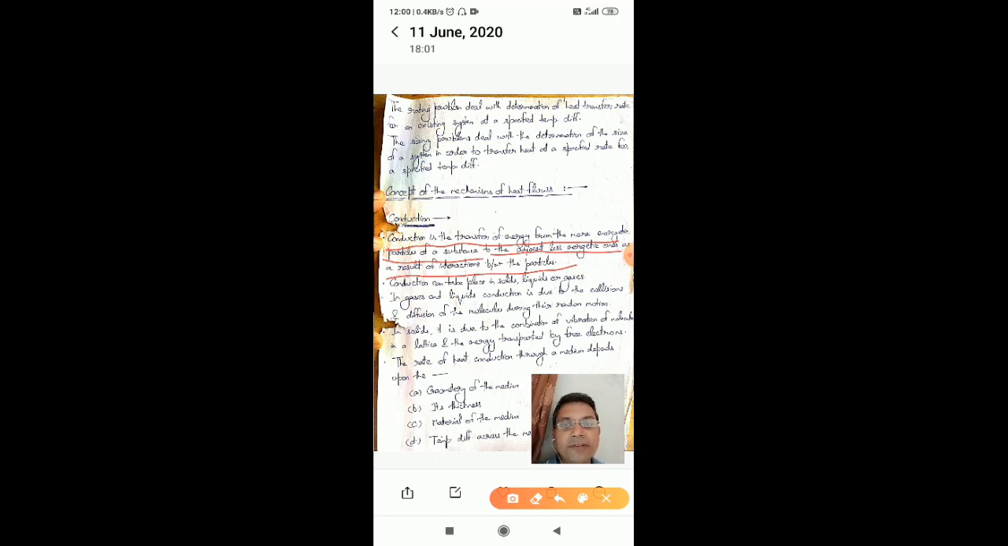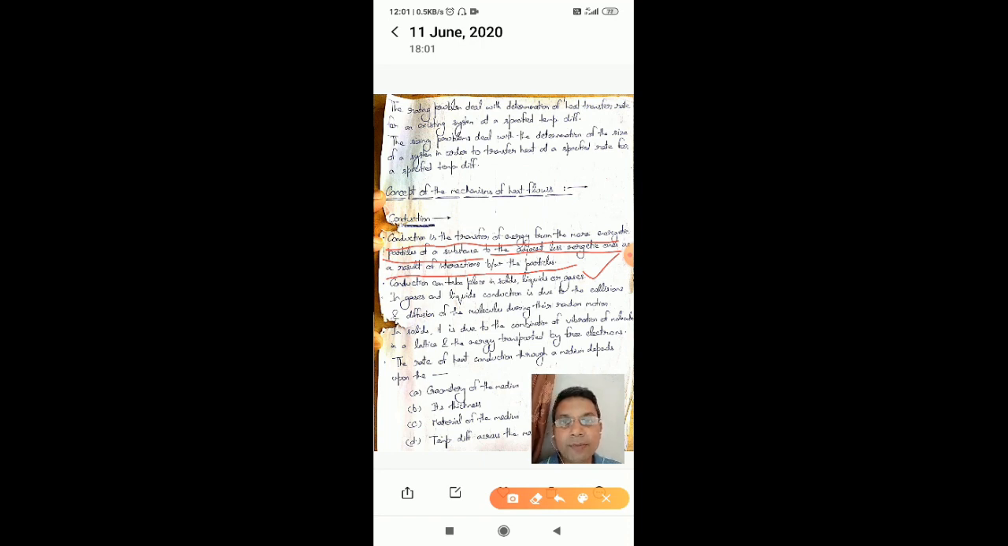So what I have said is just written in technical words: the energy is transferred from one particle to another particle. Obviously, the particle which is absorbing heat will be less energetic as compared to the one which has given the energy. The next point: conduction can take place in solids, liquids and gases. This is somewhat of an advancement which you might not know from your previous classes, that conduction can take place in solids, liquids or gases.